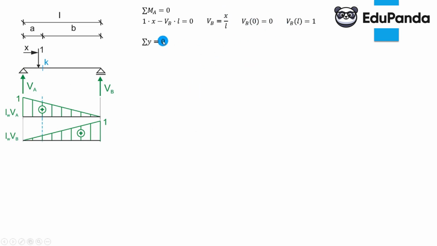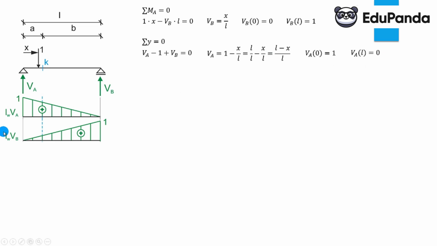And for the sum of projections on the y-axis, we calculate reaction VA, simply VA minus 1 plus VB equals 0. From this we derive VA equals 1 minus x over L. Here I substituted VB. Now we replace 1 with L over L. We have a common denominator, L minus x over L. And we verify at the beginning and end of the interval, which means for coordinate 0 and coordinate L. If we substitute 0 for x, we get L by L, which is 1. And if we substitute L, we get 0 by L, which is 0. And these are the influence lines for the support reactions.